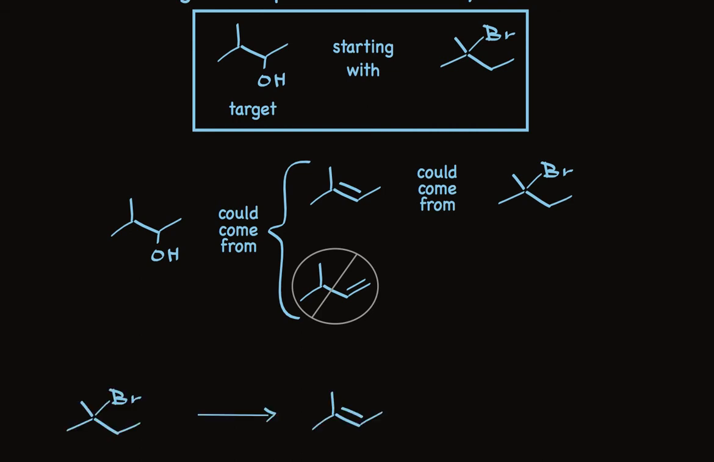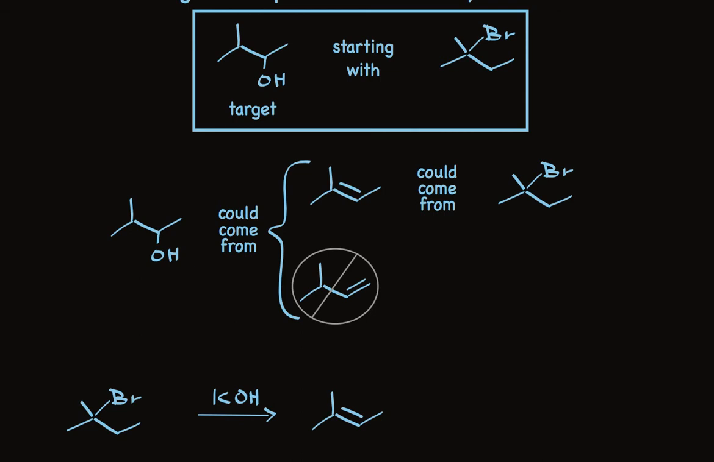We'll start with the alkyl bromide to make the alkene, and to accomplish elimination we'll use a base, a rather small base. If we use a bulky base, we'll make the less substituted alkene, the so-called Hofmann product. We want the Zaitsev product, so we'll use potassium hydroxide.